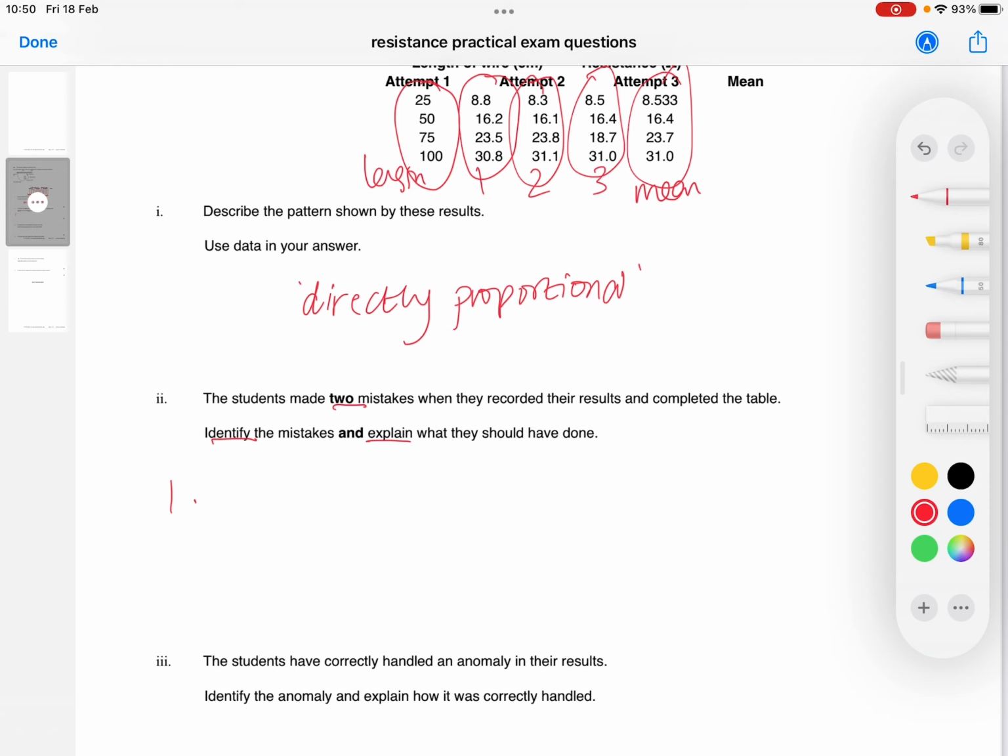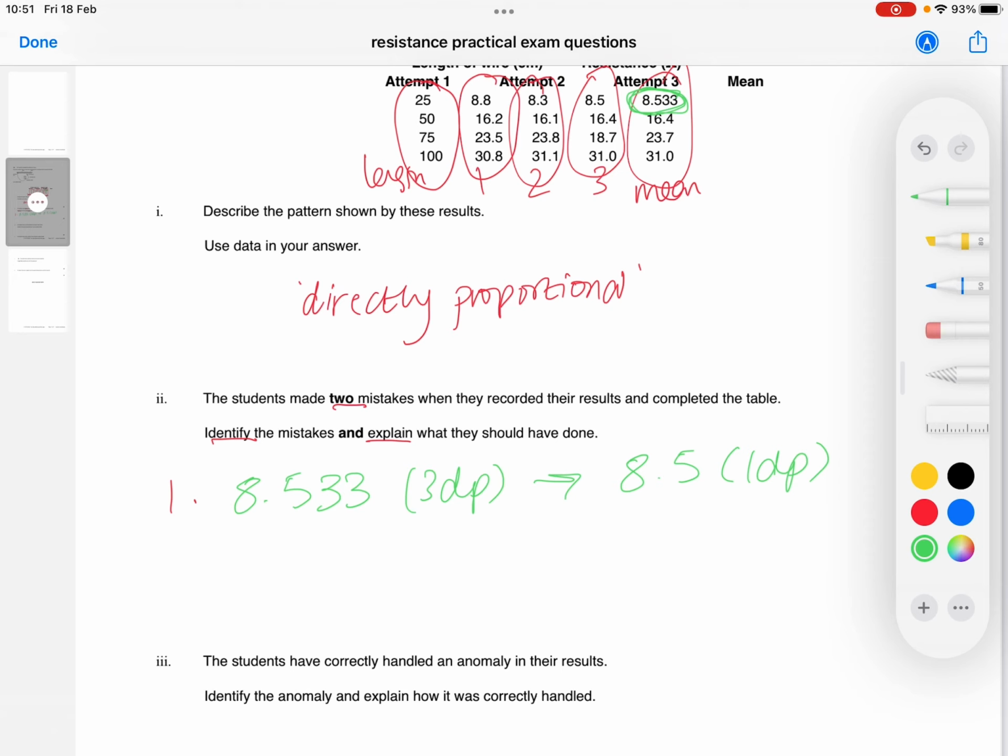Oh, easy, right. I'm going to change colour for this one. Check out this mean. Look how many decimal places there are. Far too many. You should always record all your data to the same number of decimal places. So everything else there is 1 decimal place. That is 3 decimal places. That is a mistake. So 8.533, which is 3 decimal places, should be 8.5, 1 decimal place. Okay, so that's quite an easy one.